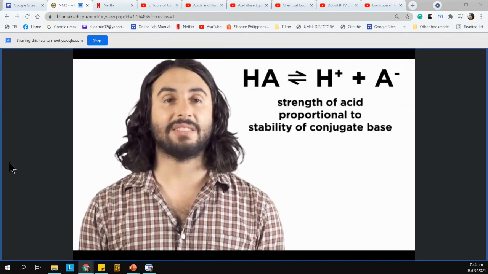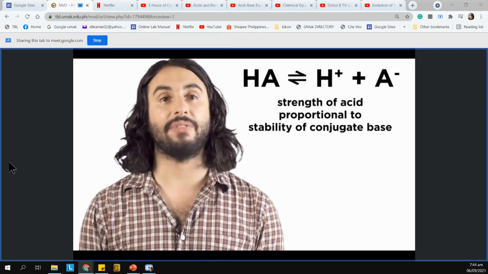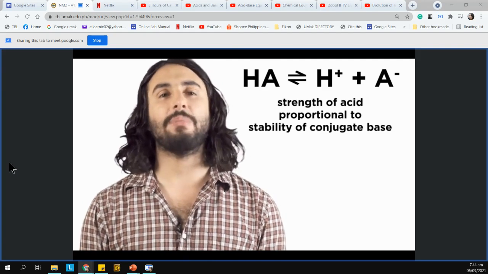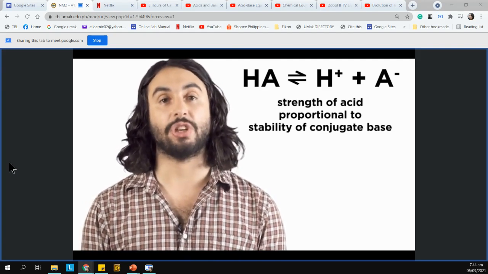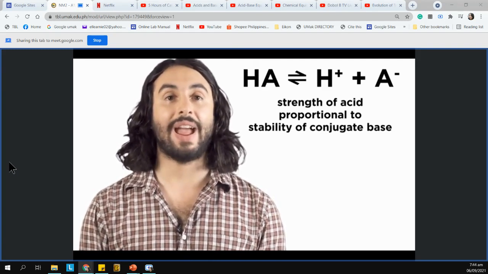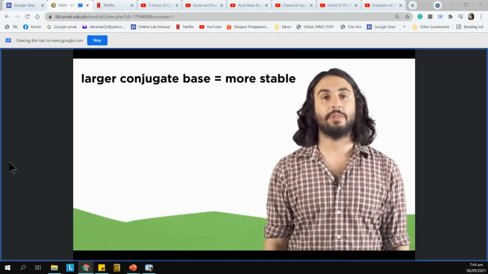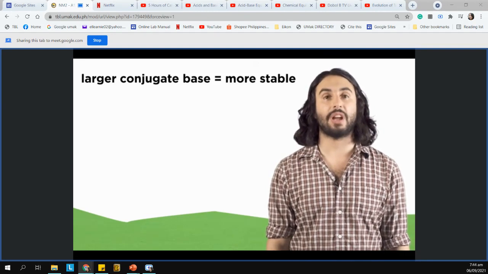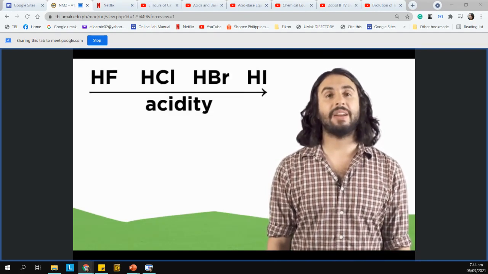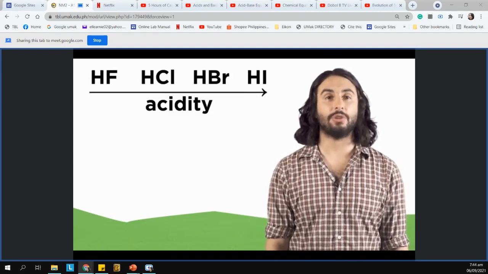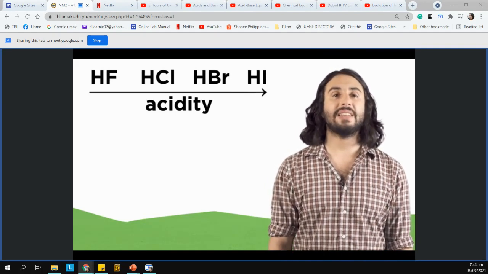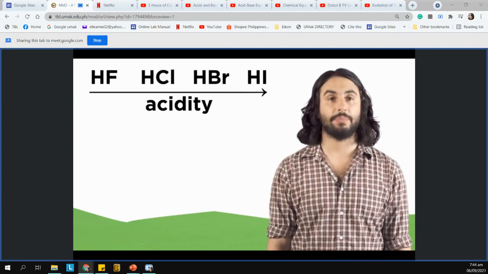So if the strength of an acid is proportional to the stability of the conjugate base, we have to be able to predict the stability of conjugate bases in order to tell how strong an acid will be. Whichever atom is losing a proton, the larger it is, the more stable the conjugate base will be. Comparing the acids made by combining a hydrogen with a halogen, we can see that HI is the strongest.